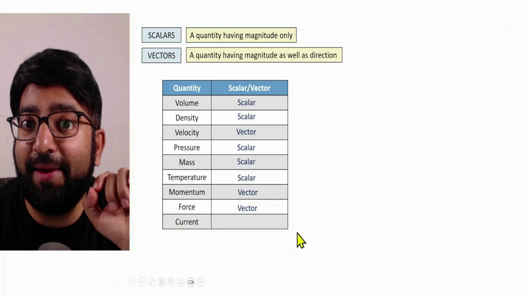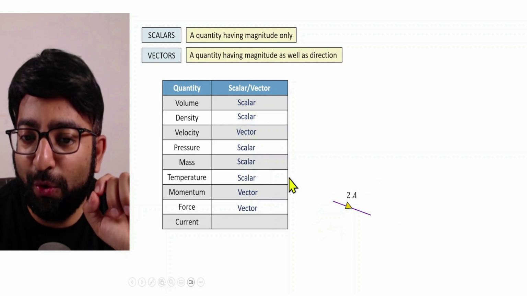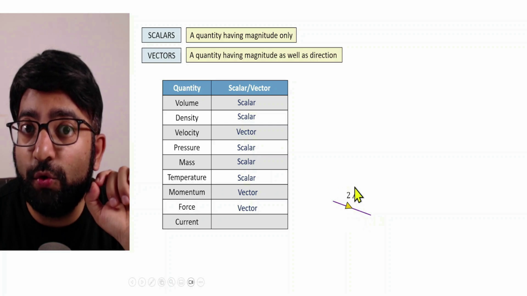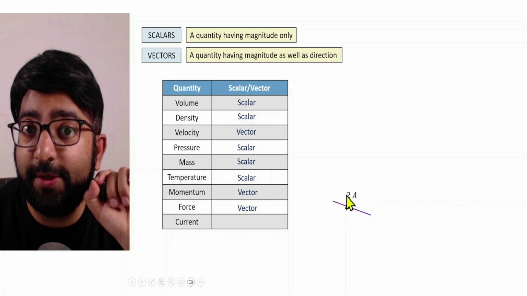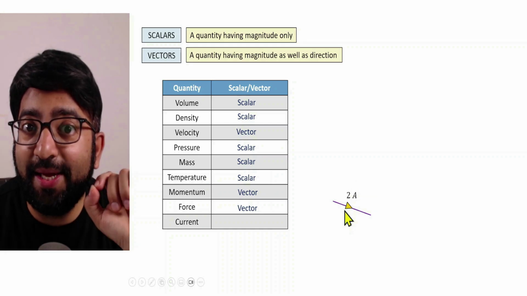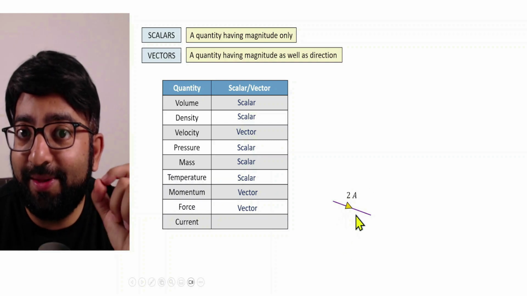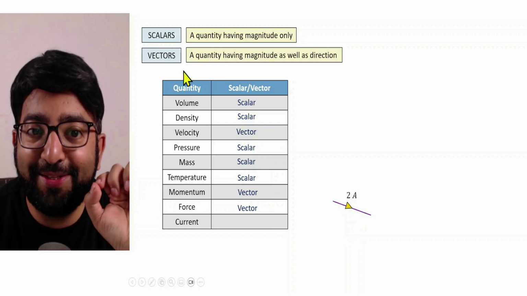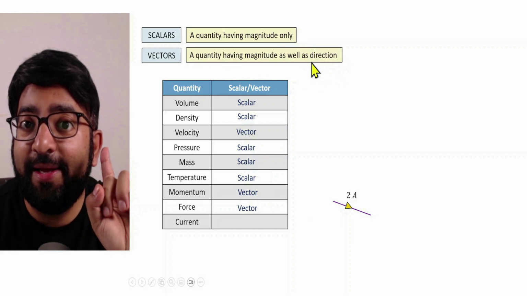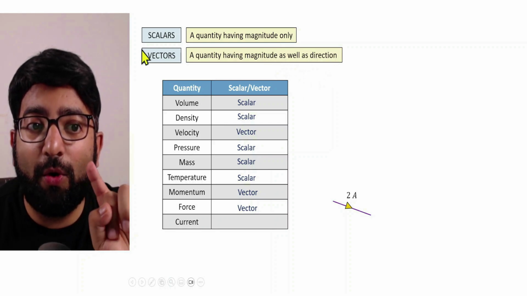A lot of students think that current is a vector quantity because it has a direction. So look at this diagram where I have shown this wire, and in this wire a current of 2 amperes is being passed. So 2 amperes is the magnitude and direction has been represented by this arrow. Now, since the current has a magnitude as well as direction, this does not mean that it is a vector quantity, because let's go back to the condition. A quantity having magnitude as well as direction is the first condition which needs to be satisfied for a parameter to be called a vector.